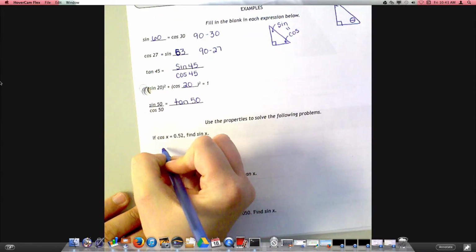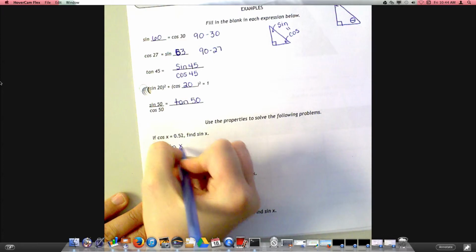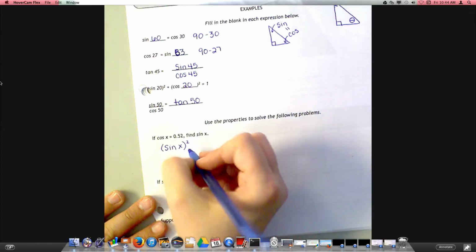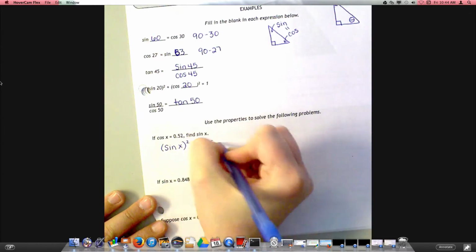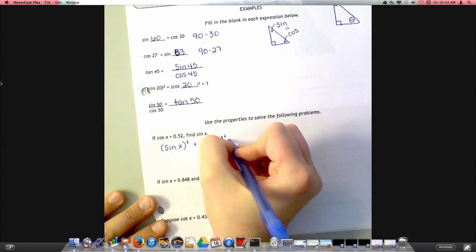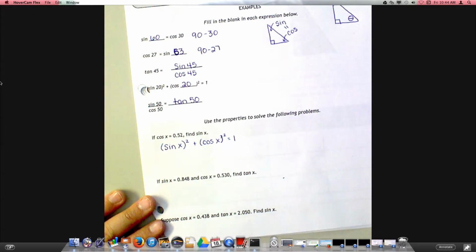And here's what that's going to look like. First, I'm just going to write down what the identity says. So the identity says if you do sine of x, I'm using x instead of theta now. Are you okay with that? X and theta are really the same idea. So sine of x squared plus cosine of x, parentheses squared, equals 1. So that's like our formula that we're going to use. Wait, this is the formula? Yeah, this is like the formula.